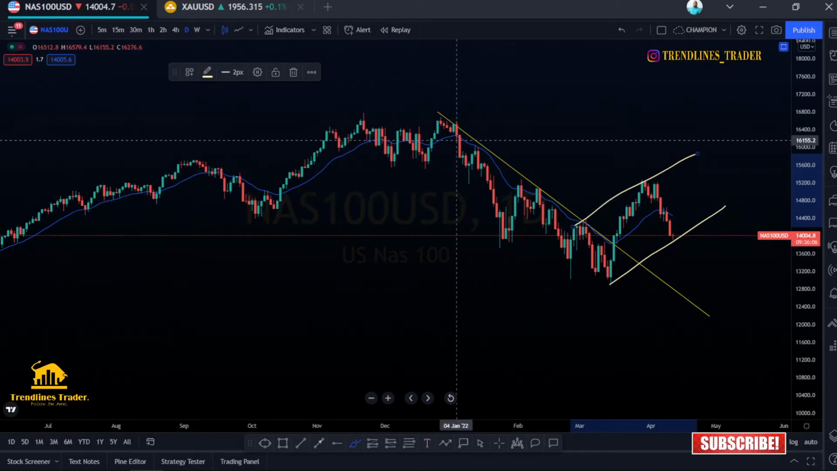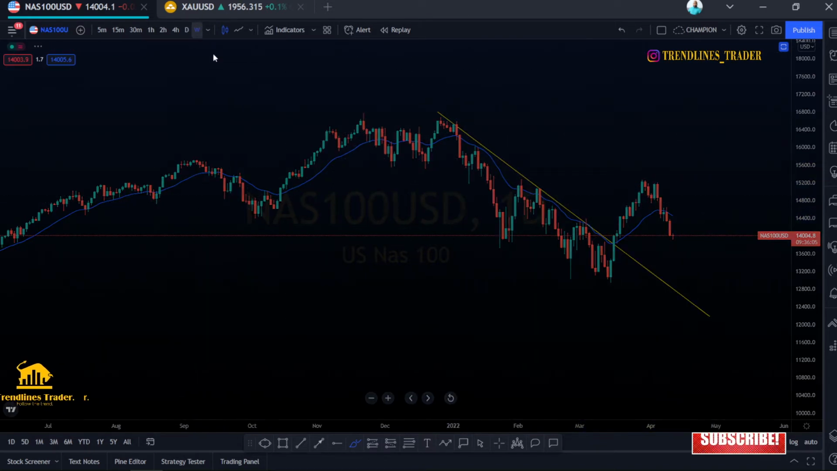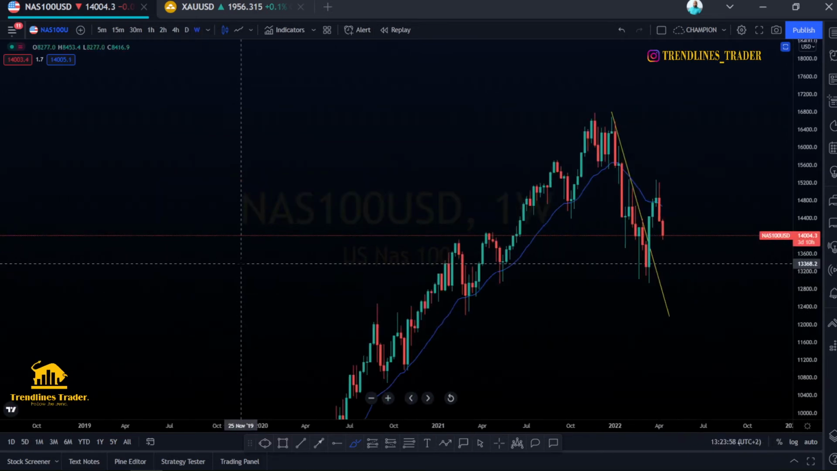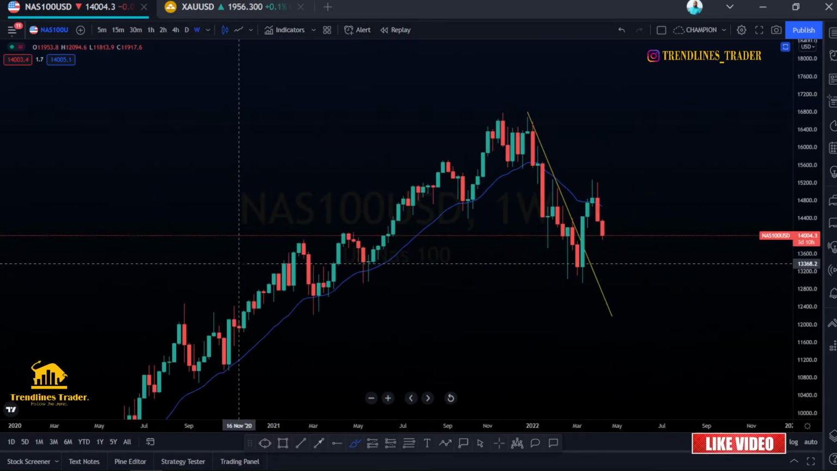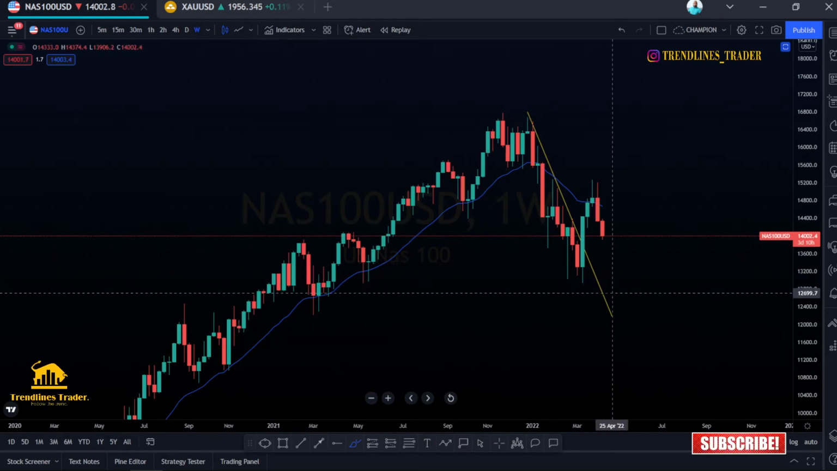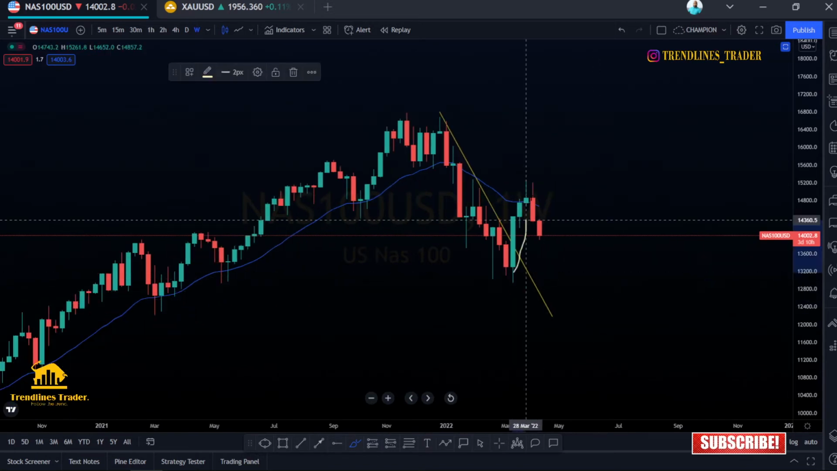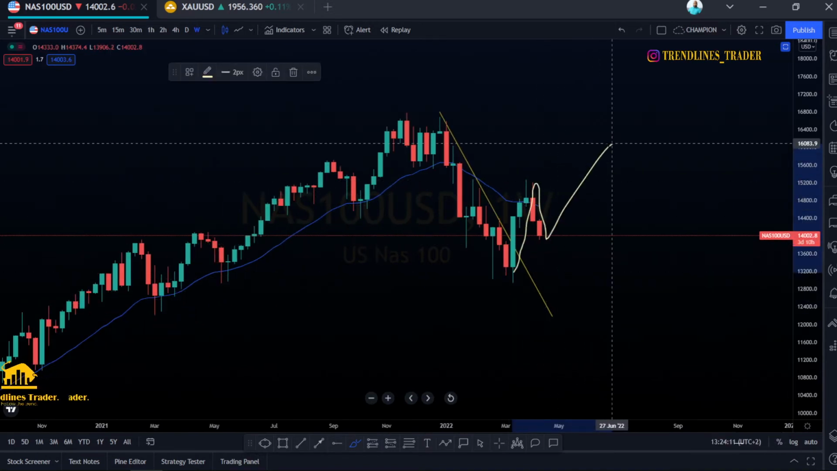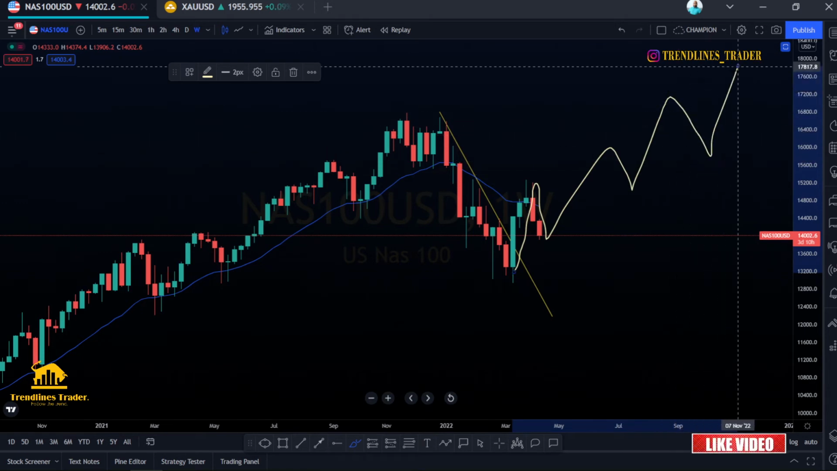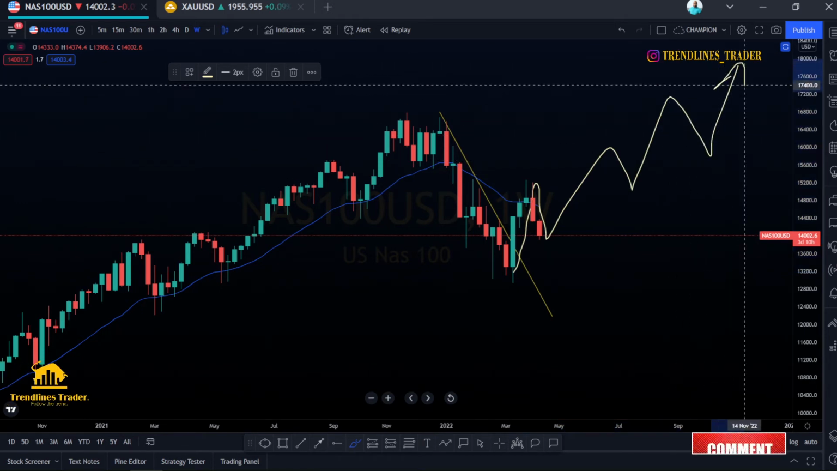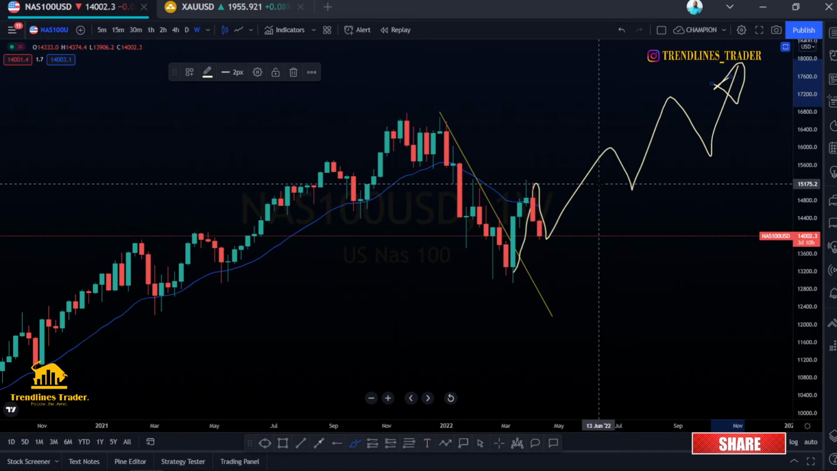Okay, let me go into the lower time frame so that you can be able to see. Oh, I went to weekly. Okay, let me do weekly now. On weekly, we can see that this is our pullback. The price can still go like this. I hope you guys are able to see what I'm showing you here.